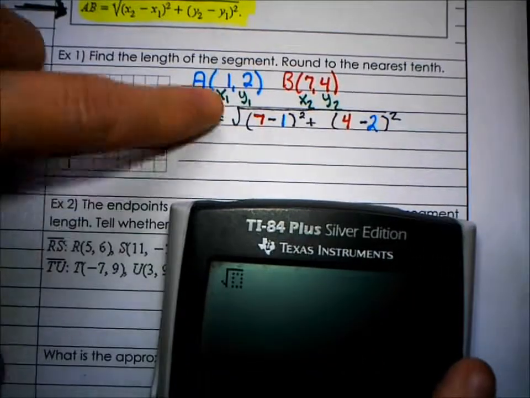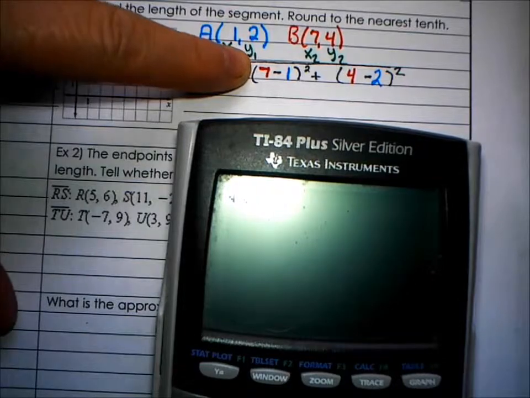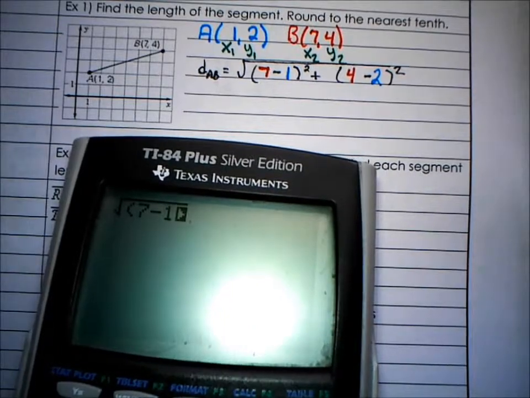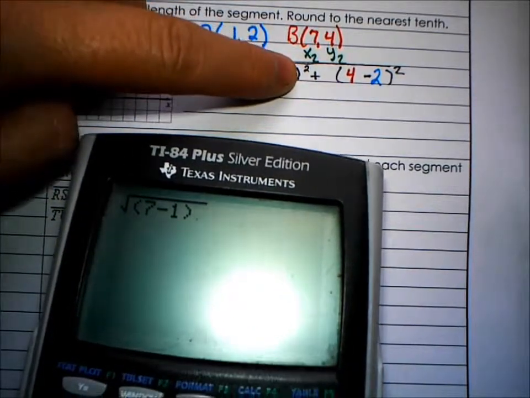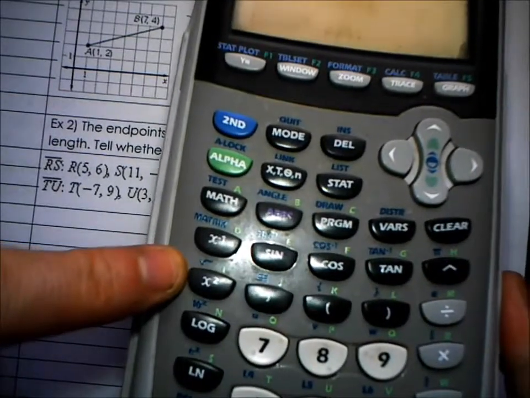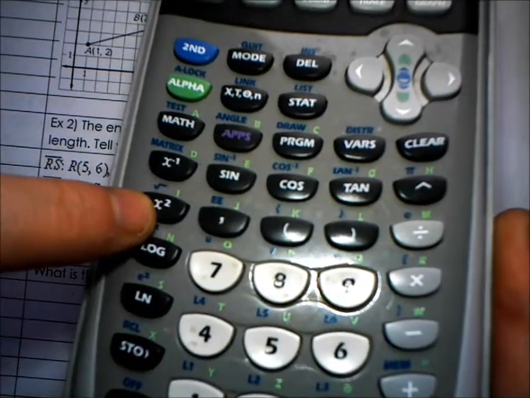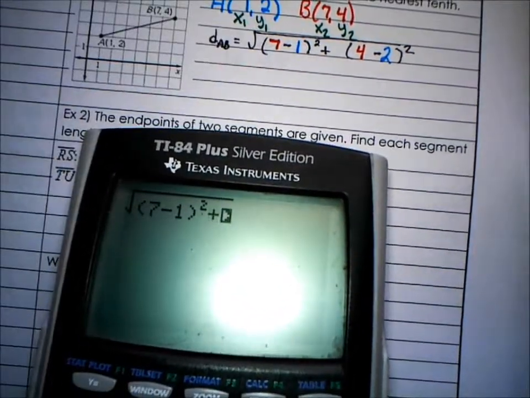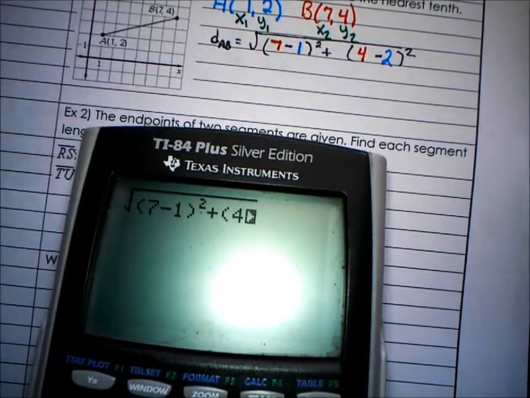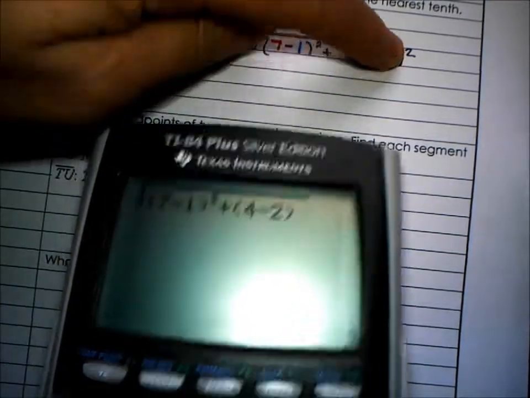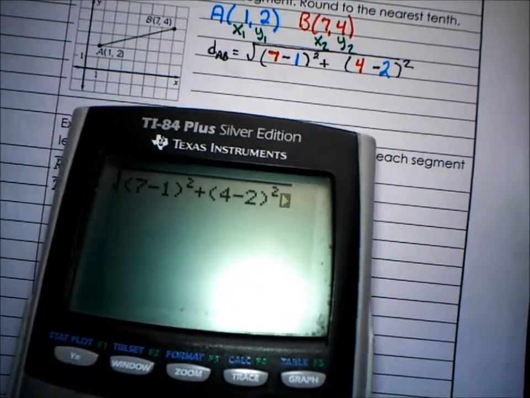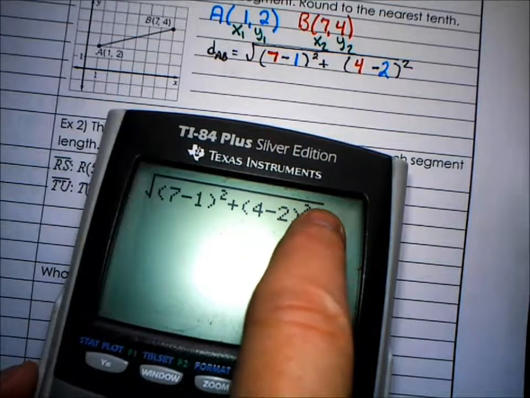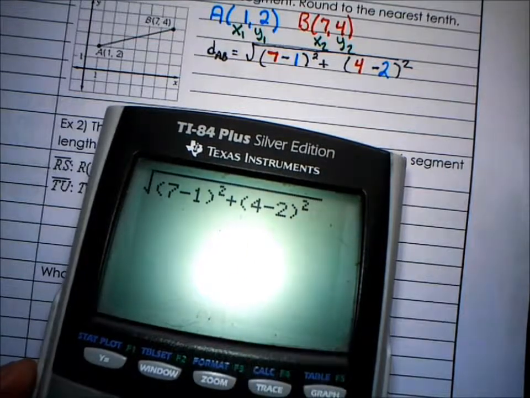Now my formula has a parentheses, so I'm going to open up with a parenthesis, and then a 7 minus 1, close your parenthesis, and then it's got a little square. Remember, your square is that same button as a square root, except not the second button. It has an x with a little 2. So I'm going to put the square. And then I have a plus sign and another open parentheses, and then 4 minus 2, close your parentheses, and then another square. As long as you've got everything underneath that square root, that big old long square root sign, that line is above everything, then you're good to go. We're going to push enter.